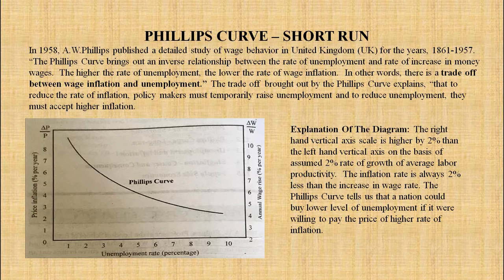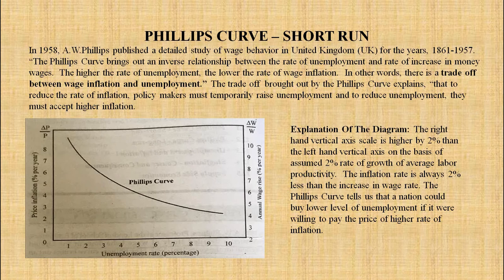In 1958, A.W. Phillips published a detailed study of wage behavior in the United Kingdom for the years 1861 to 1957. The Phillips curve brings out an inverse relationship between the rate of unemployment and the rate of increase in money wages. The higher the level of unemployment, the lower the rate of wage inflation. In other words, there is a trade-off between wage inflation and unemployment.